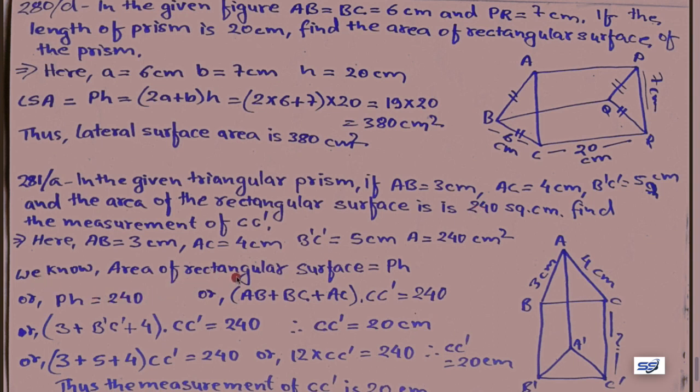We know that area of rectangular surface is perimeter into height, is equal to P into S as per formula. P into S is equal to 240, or AB plus BC plus AC, this is formula for finding perimeter, into CC prime, that is height, is equal to 240. Or 3 plus 5 plus 4 into CC prime is equal to 240. Or 12 into CC prime is equal to 240. Therefore, CC prime is equal to 20 centimeters. Thus, measurement of CC prime is 20 centimeters. In this way, we find the requirement of question.